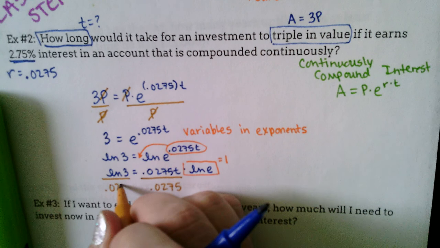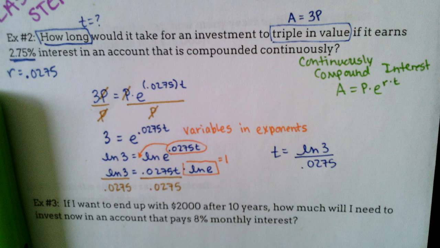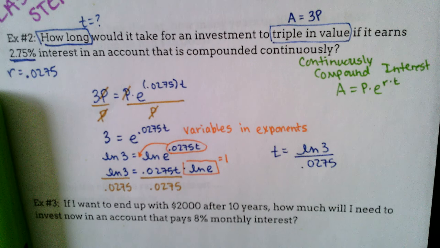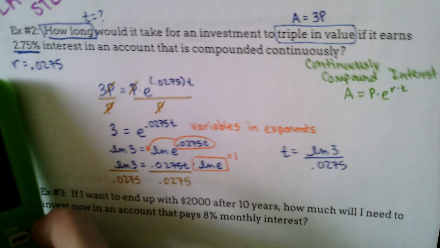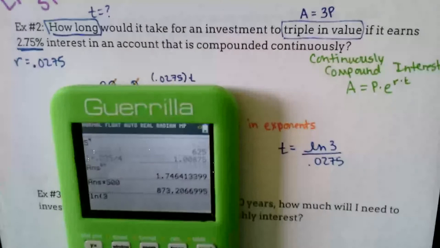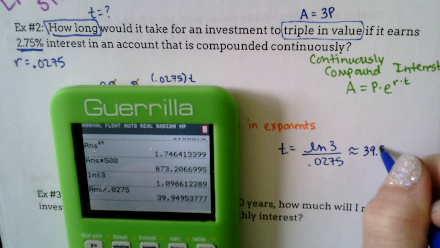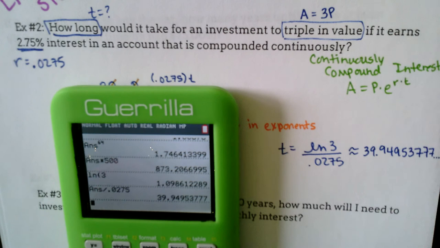So then the exact value for t would be the natural log of 3 divided by 0.0275. But we're probably going to want a decimal approximation. So we'll use our calculator. We'll do the natural log of 3, I'm going to hit enter, divided by 0.0275, which gives me approximately 39.94953. It looks like that's going to repeat, but I don't know for sure.